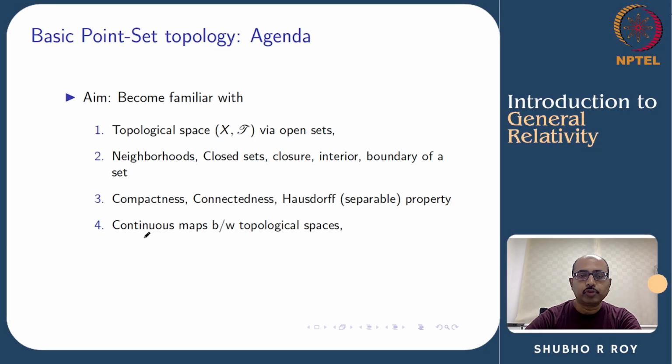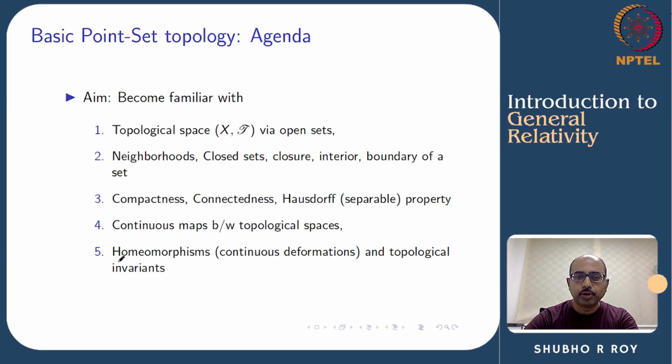Next, we will introduce the notion of a continuous map between topological spaces. Now, this is a generalization or abstraction of the notion of a continuous function of a single variable. So, remember, continuous function. A function is a map from the real line to the real line. And we have continuous functions. We will generalize to the case when we have a map from one topological space to the other. And we will generalize the notion of a continuous function to a continuous map between topological spaces. Once we are done with that, we will introduce homeomorphisms or continuous deformations and the notion of topological invariant.